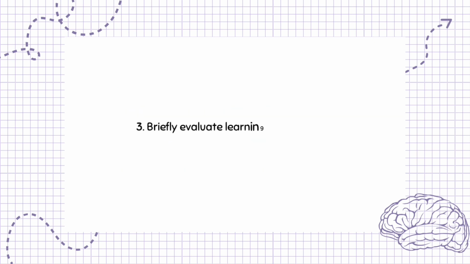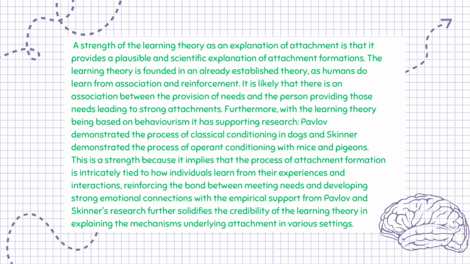Question 3. Briefly evaluate learning theory as an explanation of attachment. 4 marks. A strength of the learning theory as an explanation of attachment is that it provides a plausible and scientific explanation of attachment formations. The learning theory is founded in an already established theory, as humans do learn from association and reinforcement. It is likely that there is an association between the provision of needs and the person providing those needs, leading to strong attachments. Furthermore, with the learning theory being based on behaviorism, it has supporting research.